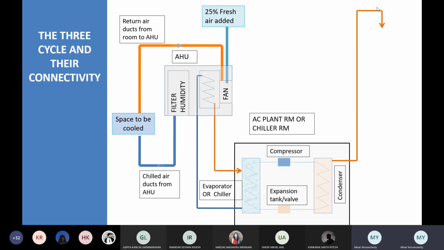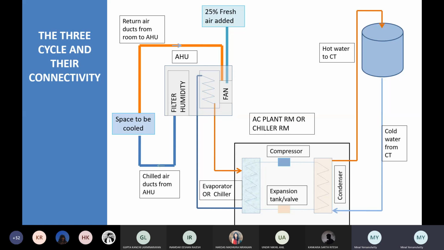The hot water, again using the orange color. Okay, so the hot water goes to the CT, the cooling tower. Okay, cold water from the CT. So this is my cooling tower, and from the CT it comes here, it cools, it goes back again. So that's how this cycle simultaneously happens.